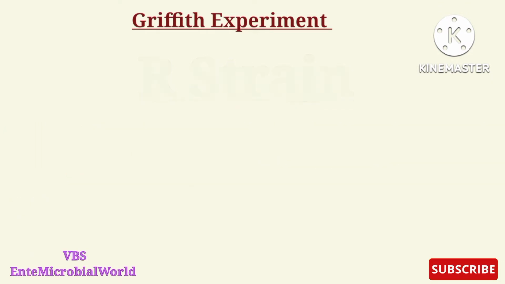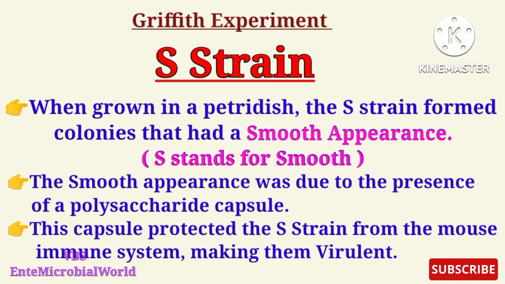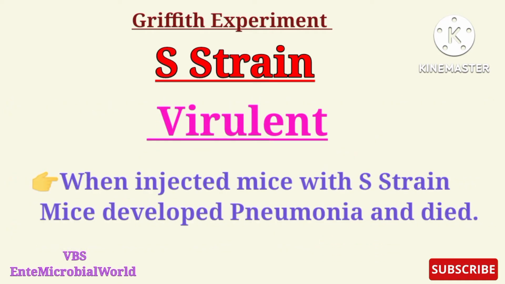Let's see what is S strain. When grown in a petri dish, the S strain formed colonies that had a smooth appearance. S stands for smooth. The smooth appearance was due to the presence of a polysaccharide capsule. This capsule protected the S strain from the mouse immune system, making them virulent. That means when injected into mice, this S strain made the mice develop pneumonia and die.